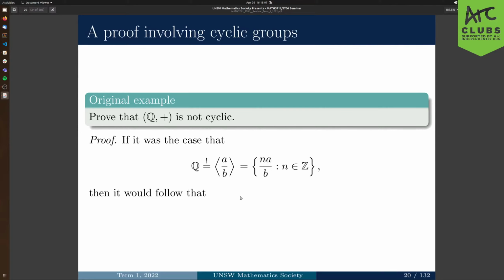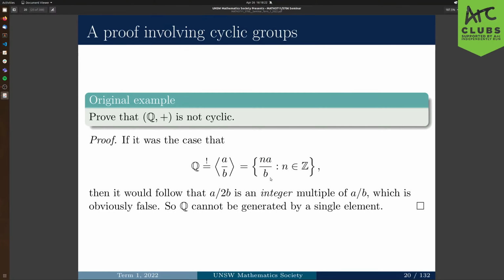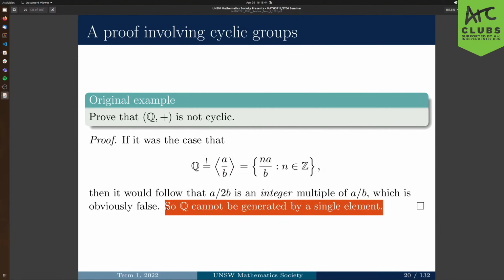One easy approach: if na/b is equal to some fraction, then this thing here is no longer an integer. So what if I look for some rational number where, if na/b equals that number, n has to not be an integer? The simplest way is to consider a/2b. This is certainly a rational number, so it's in Q, but it's not here because I would have to have n equal to a half. But that's ridiculous, because n has to be an integer. So this can't be an integer multiple, so clearly this generated subgroup misses some elements, and so the rationals are not a cyclic group.